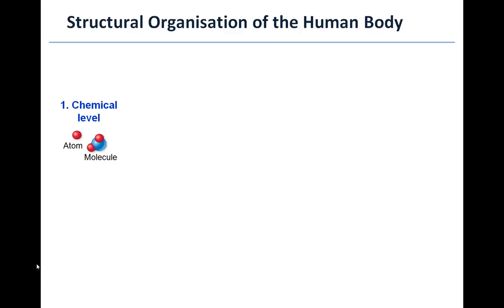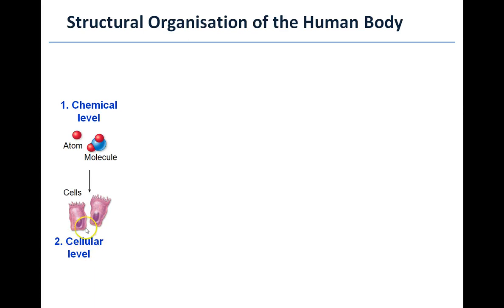This slide here is just reinforcing the concept of the different levels of structural complexity. Starting off with the chemical level, we have individual atoms, such as hydrogen here, coming together with other atoms such as oxygen to form molecules such as water. So that is the most basic, the simplest level of structural complexity in our bodies. With molecules we create more complex structures, and by the time we get to cells we reach a level where we're looking at the smallest living units of the human body.